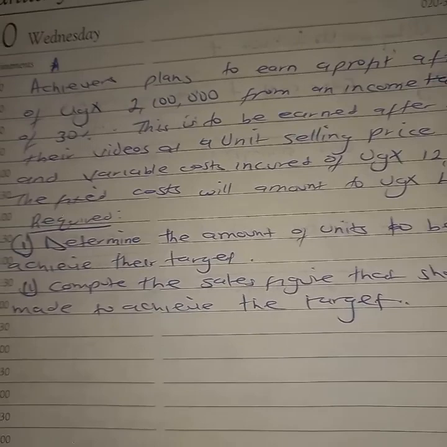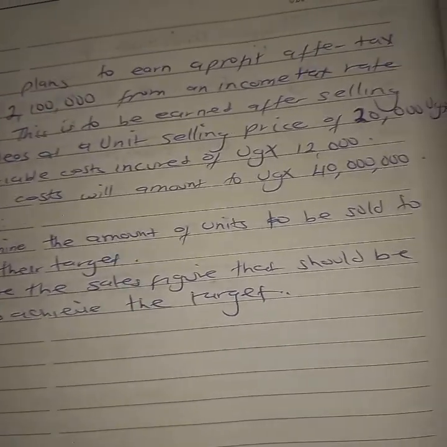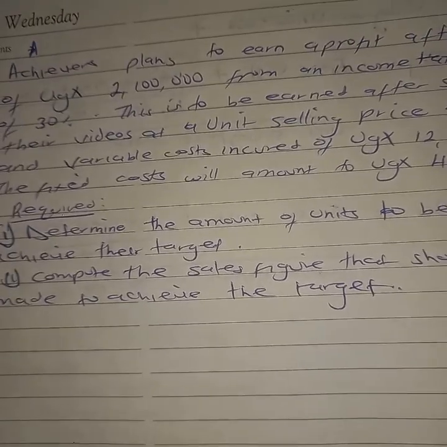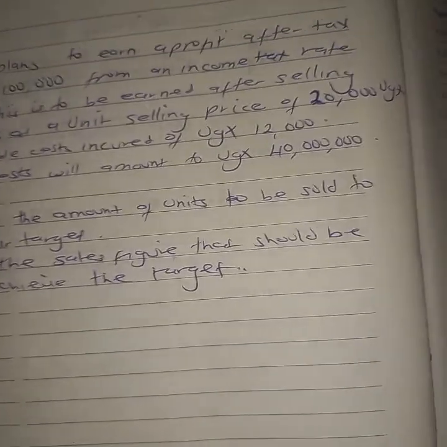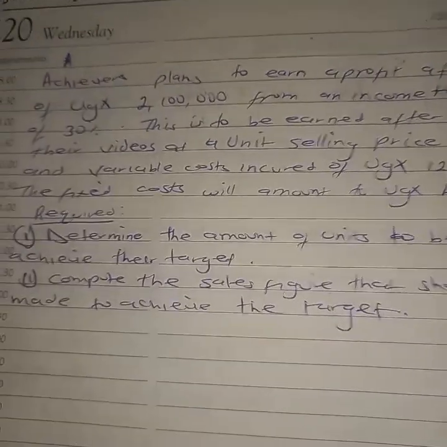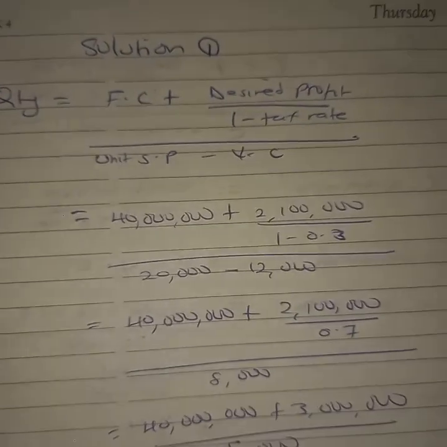Required: Roman 1, determine the amount of units to be sold to achieve the target. Roman 2, compute the sales figure that should be made to achieve the target. That's the question. So let's look at the solution to this question.